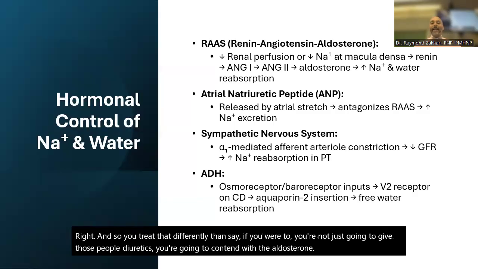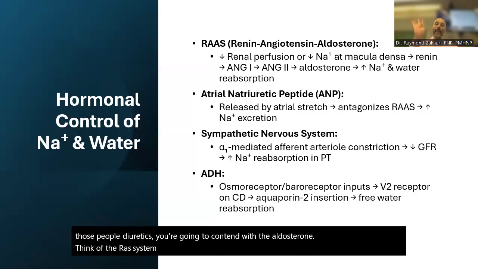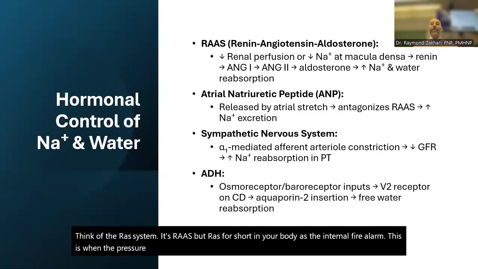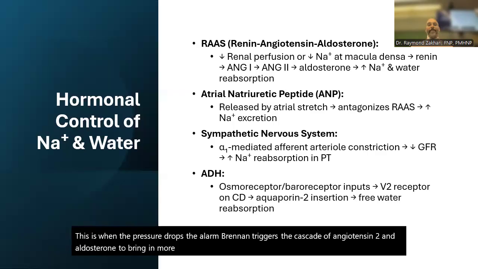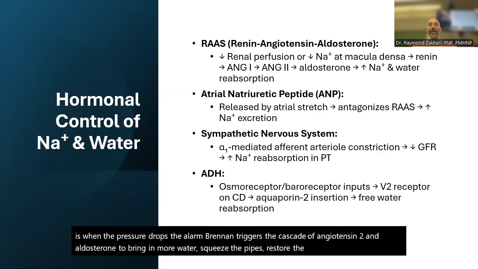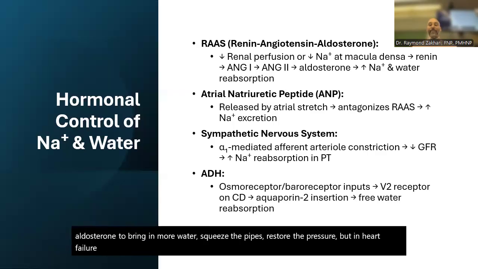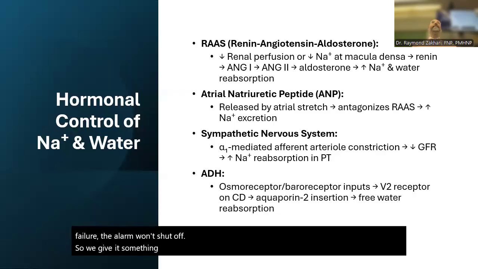Think of the RAS system, it's RAAS, but RAS for short, in your body as the internal fire alarm. This is when the pressure drops, the alarm, renin, triggers the cascade of angiotensin 2 and aldosterone to bring in more water, squeeze the pipes, restore the pressure. But in heart failure, the alarm won't shut off. So we give it something to silence. Okay, that's the distinction here.